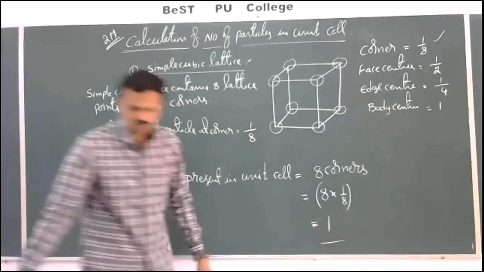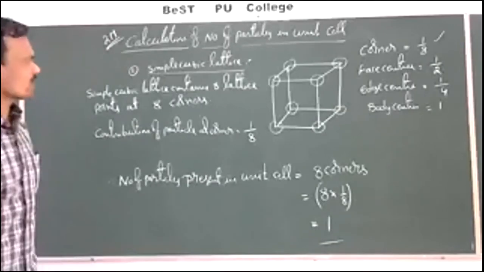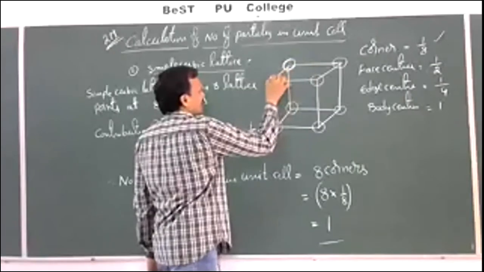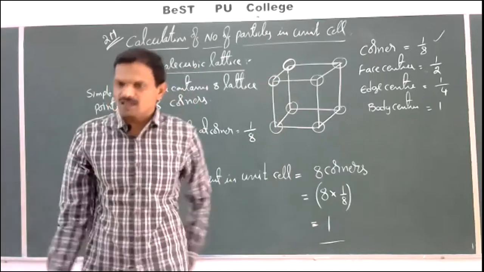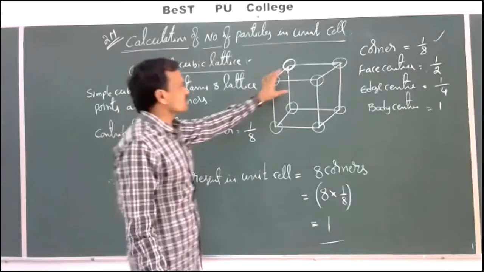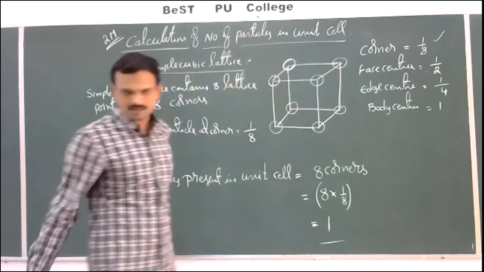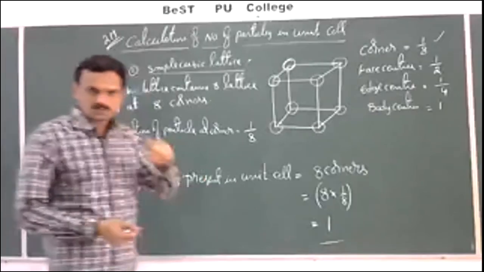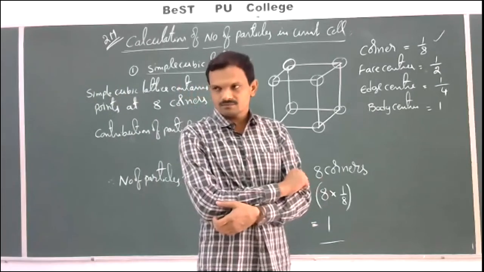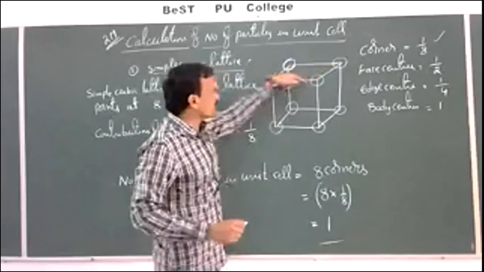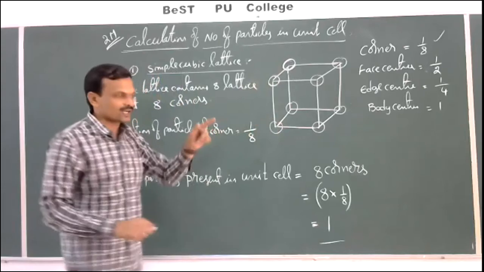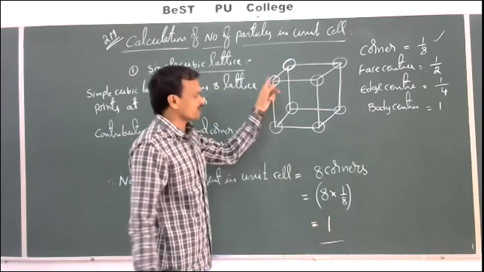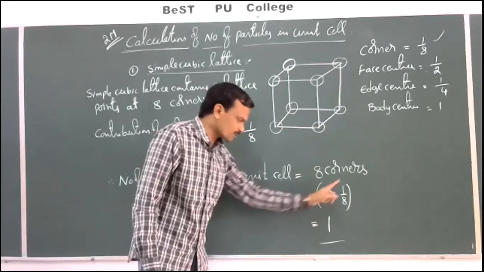That's all. This is the calculation. A simple cubic lattice contains 8 lattice points, but out of these 8 particles, only 1 particle belongs to the unit cell. The remaining portions belong to other unit cells. So the number of lattice points and the number of particles present in the unit cell are not the same, they are different. The number of lattice points is 8 here, but the number of particles present inside the unit cell is only 1. Each contributes 1 by 8, and a total of 8 lattice points are there, so 8 into 1 by 8 is 1.